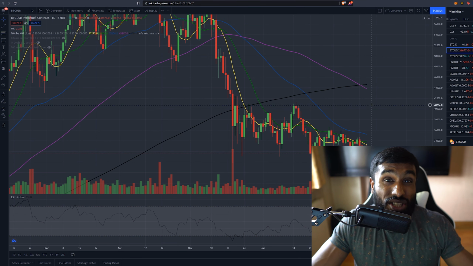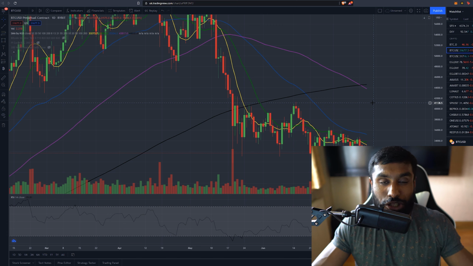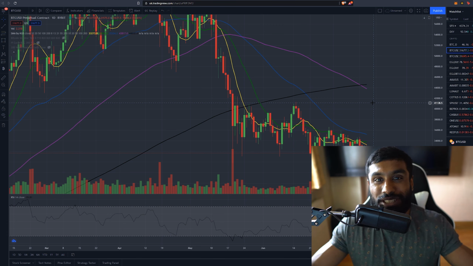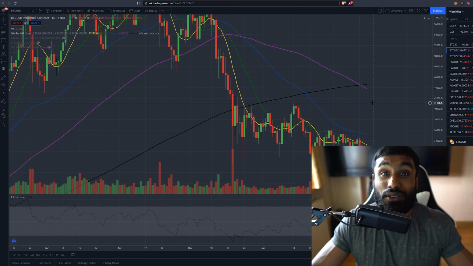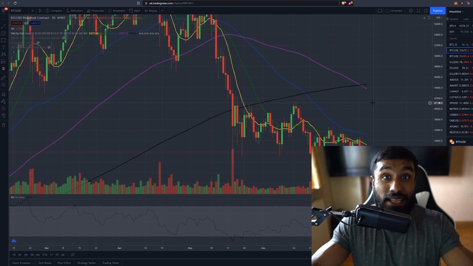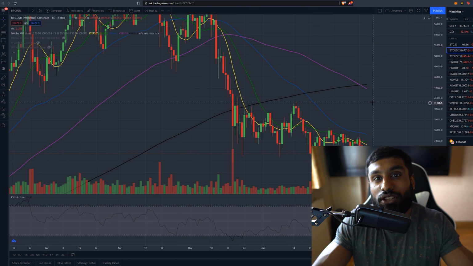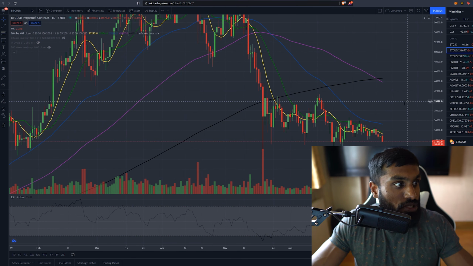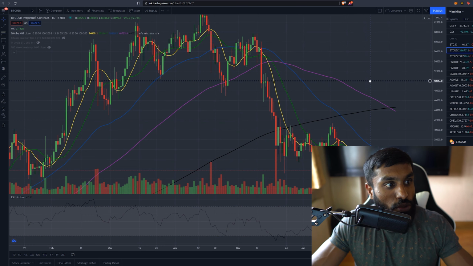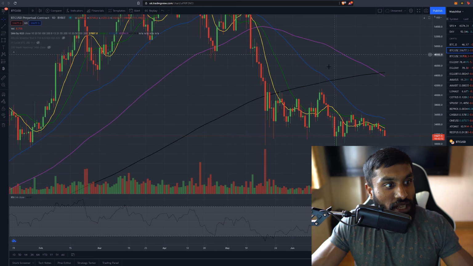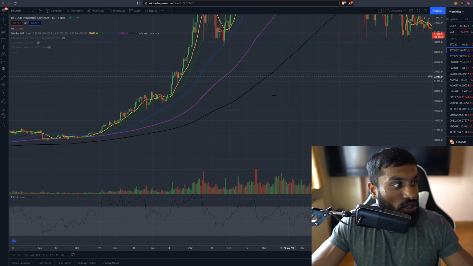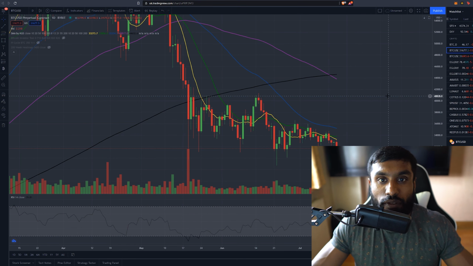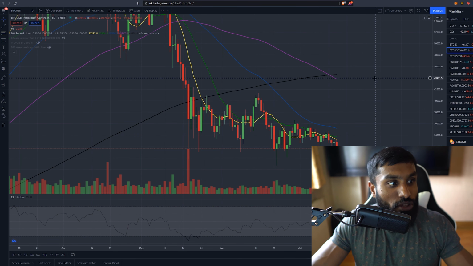Now effectively these are other forms of resistance and support, and at the end of the day this is basically what technical analysis is. It's finding good areas of resistance and support and collating all this information to find good times to buy, good times to sell. There's two things I want you to consider. One is that these act like supports and resistances. So for example, you can see this 200-day simple moving average, the black line. The longer the time frame of the moving average, usually the stronger the support or the resistance it is.